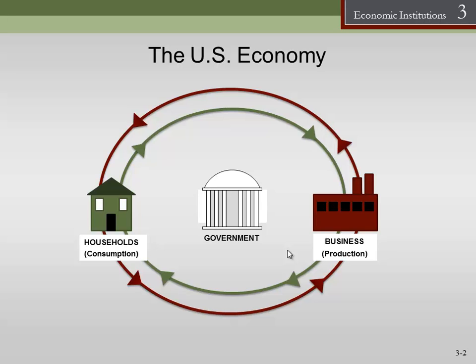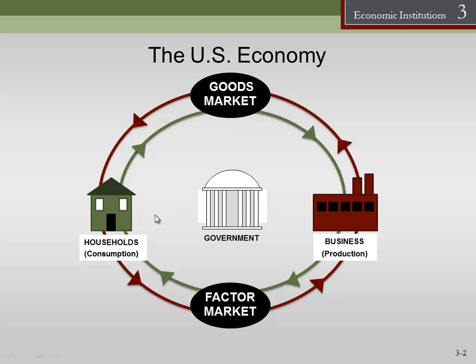So to begin with, we want to talk about three major players. We have households, we have governments, and we have businesses. All right, the households supply labor, and the businesses supply goods, and the government, well, it supplies the institutions that the government needs to supply, for example, national defense, law and order. It also helps take care of public goods like roads, and it helps take care of regulation.